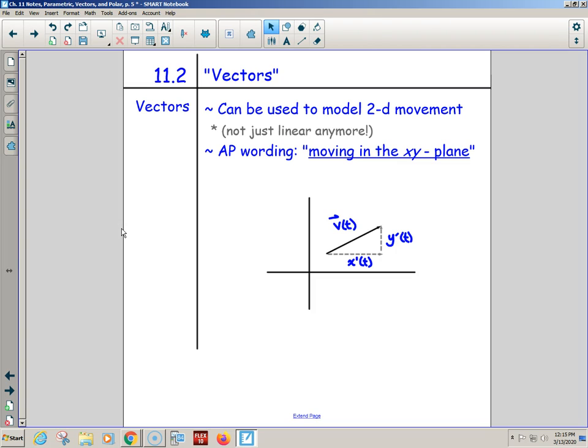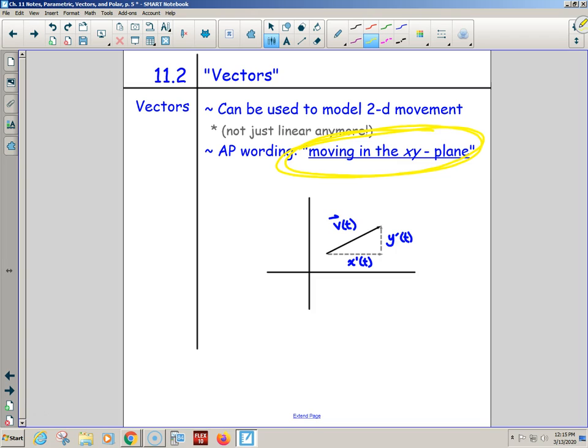Vectors. Anyway, so vectors can be used to model 2D movement. Well, can they be used to model 3D movement? Yes, but we don't have to do that this year. So not just moving in a line, we've totally introduced this whole two-dimensional motion thing many times. But what I need you to write down and notice, not even so much for your homework, but for the AP, they love to say something is moving in the X, Y plane. How is that drastically different than last year? A particle is on the x-axis, it's in a line. The particle is on the y-axis, it's in a line. Where is it now? In a plane. It's now two-dimensional.